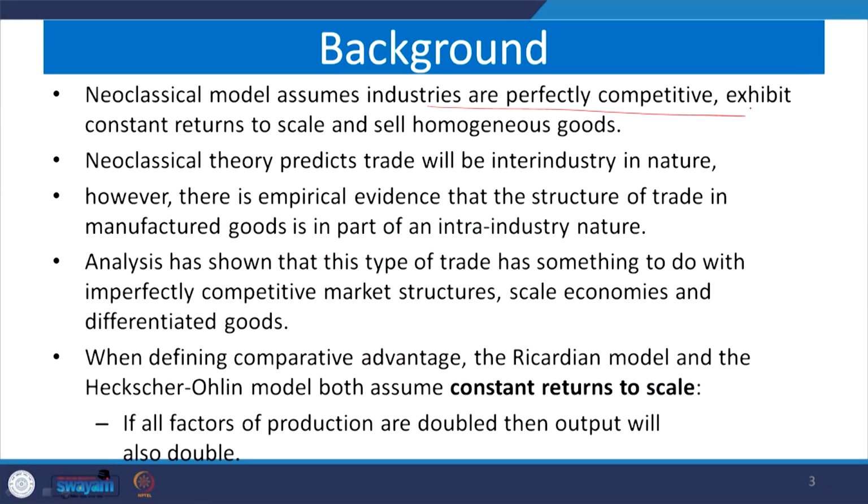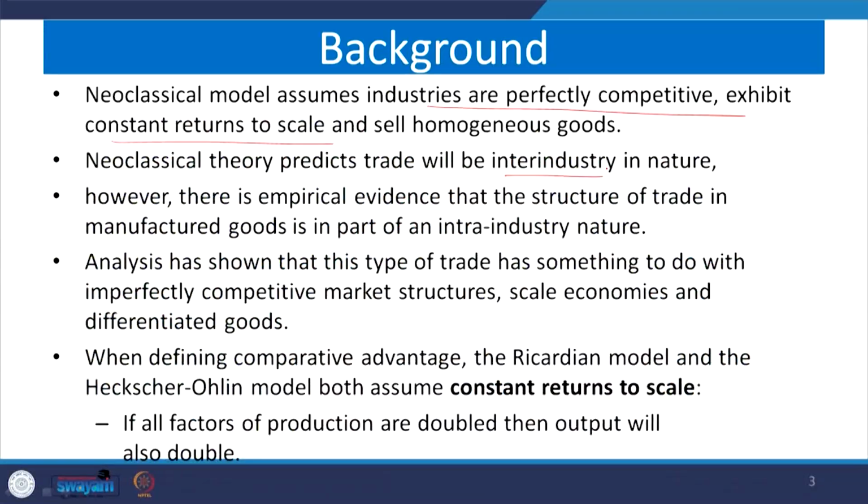with the help of certain instruments, certain numerical examples or equations. Now, what is the background? Further background: I have already said the new classical model assumes industries are perfectly competitive, exhibit constant returns to scale and sell homogeneous products. Whatever they specialize in, they will sell homogeneous products. New classical theory also predicts that trade will be inter-industry in nature, with no question of intra-industry trade. This is another important feature we discussed.